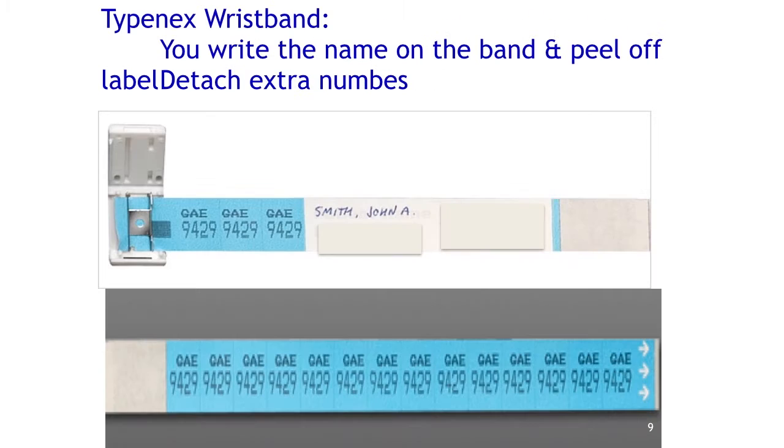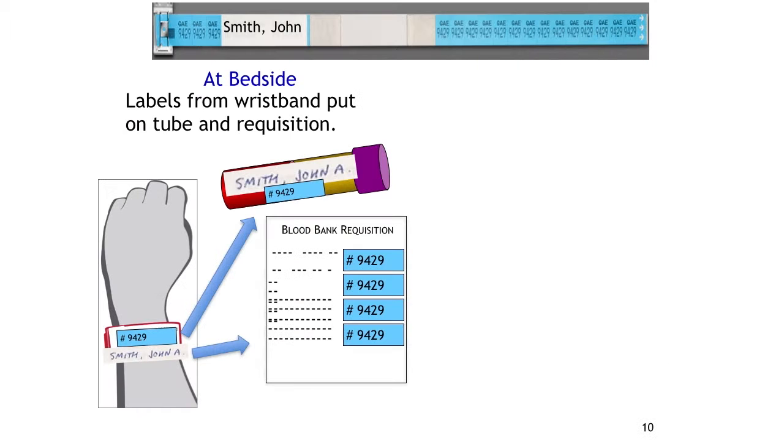Now, how do you use this? So here you are. We've written the name of the patient on the wristband. We've pulled off the little numbers. This is a better picture.